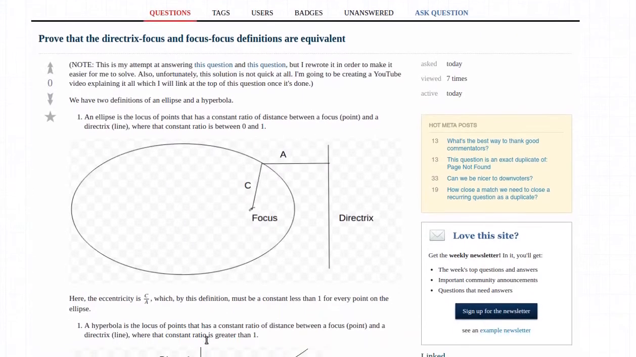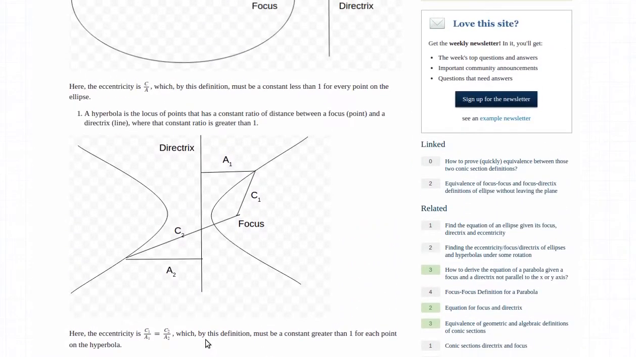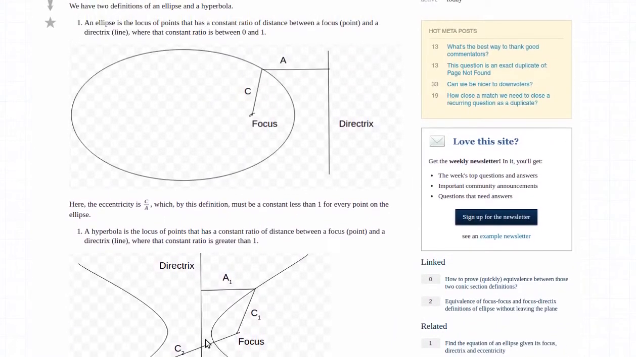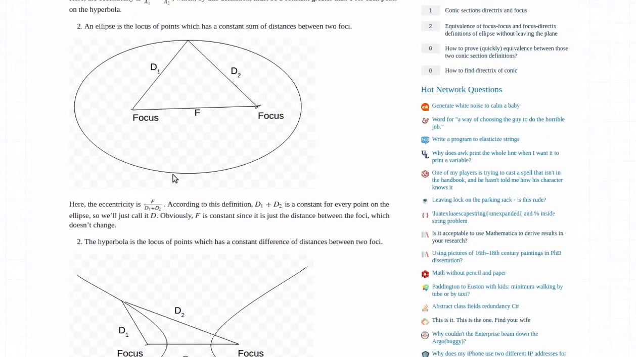This is the new definition. The old definition, not the new definition, the definition that you haven't learned in school. The definition that you have learned in school is this one. You have two foci, for an ellipse, you take the sum of the distances, and then that sum of distances is constant. I'm not going to explain this because I'm going to assume you already knew this from school.